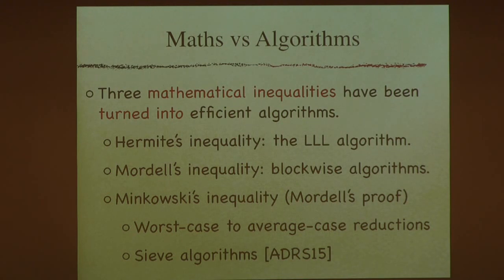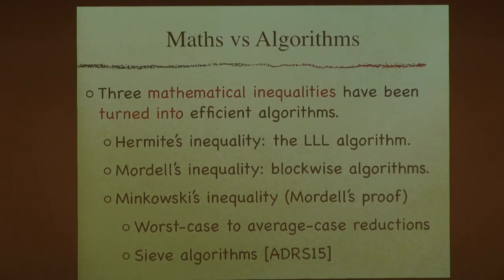So there are two flavors. When you make this inequality into an efficient probabilistic algorithm, you can obtain either a worst case to average case reduction, or you obtain these new sieve algorithms, which can be viewed as a clean version of the original AKS algorithm. Okay. Unfortunately, I don't have the time, so I will not talk about it. I'm just going to say a few words now about these first two inequalities.